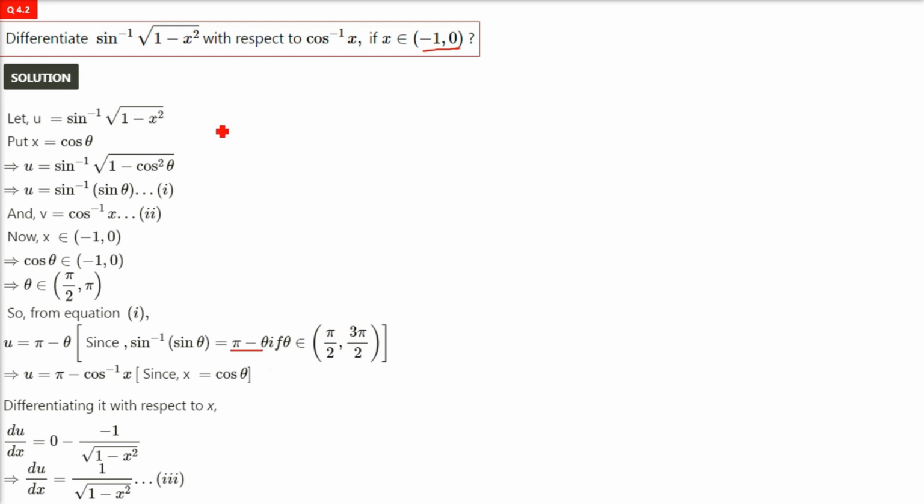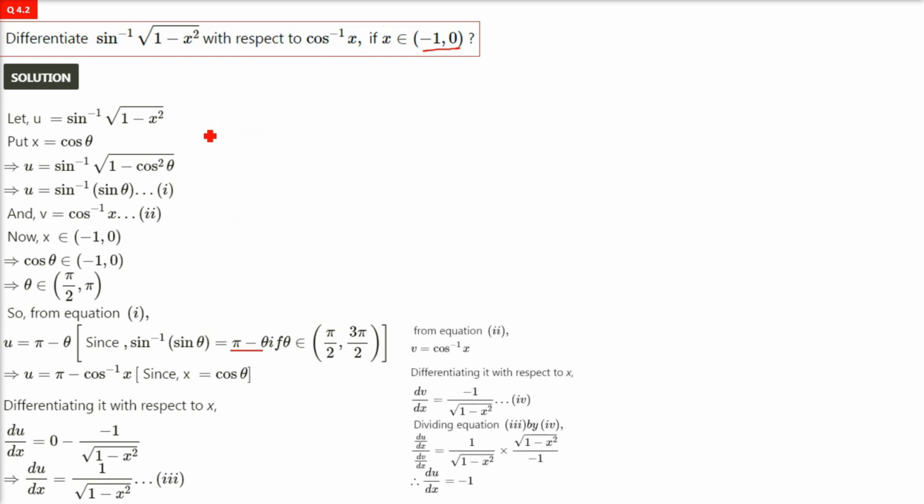Okay, now let us see this. u is sine inverse under root 1 minus x square, and v is cos inverse x. So we have to find du by dx and dv by dx, and then divide them. For dv by dx, we have v as cos inverse x, so dv by dx is minus 1 divided by under root 1 minus x square. This is very clear.